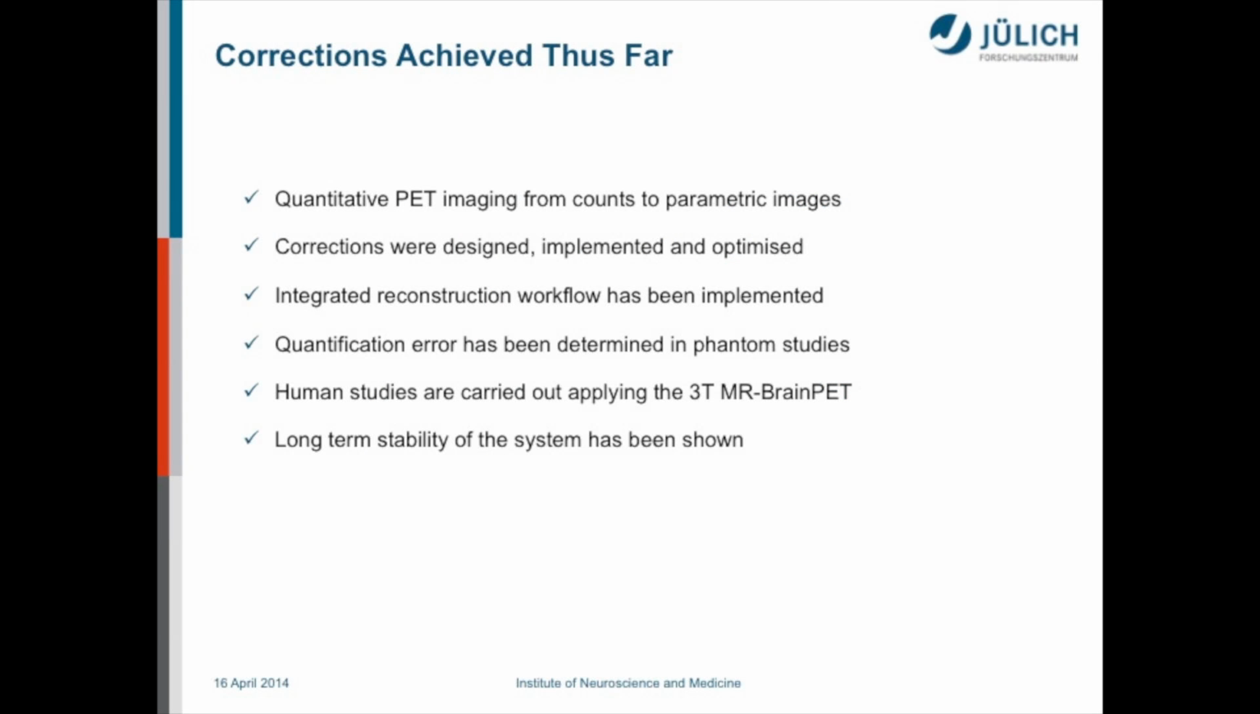So the corrections that we've looked at the moment: quantitative PET imaging from CT, parametric images, corrections designed and implemented, for example, for the gradient-induced distortions, an integrated workflow. Quantification errors have been determined in phantom studies, and human studies are now being carried out, and we're looking at the long-term stability of the scanner also.